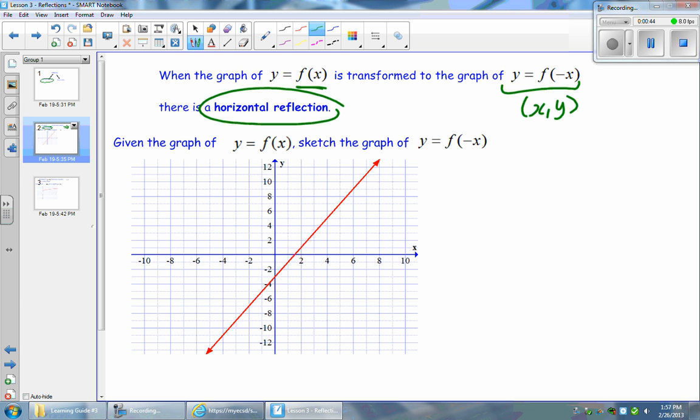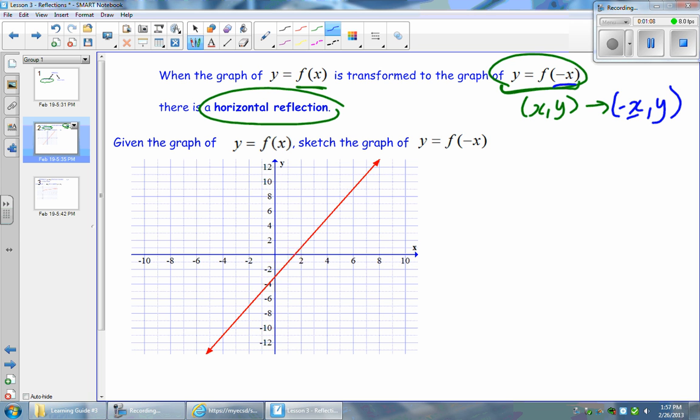If you take that point and you transform it to the graph of y is equal to f of negative x, it's quite simple. What ends up happening to that point is that your x coordinate becomes a negative. So my point x, y becomes negative x, comma, y. All right, so your x values all become negative, your y values all stay the same.